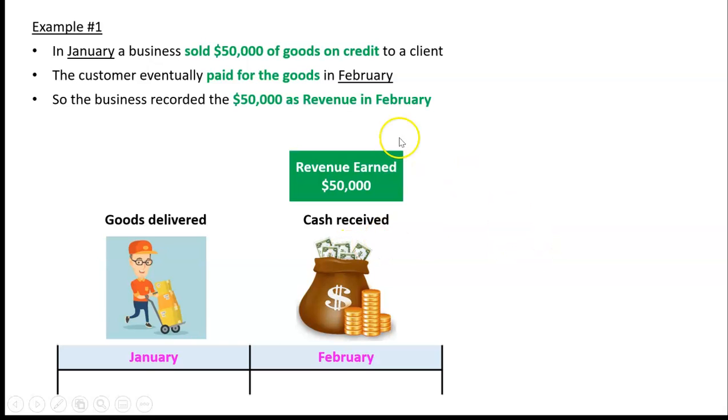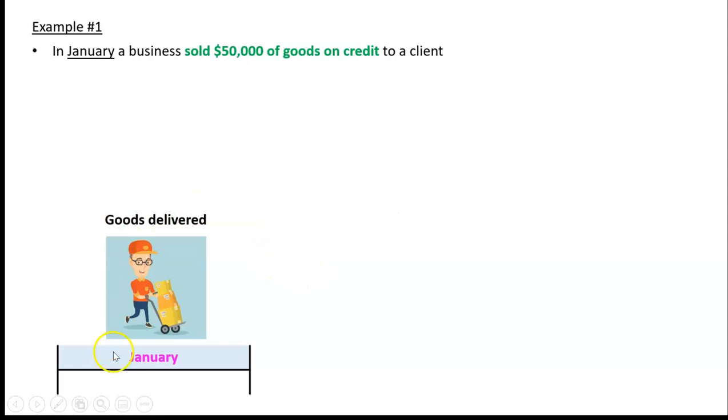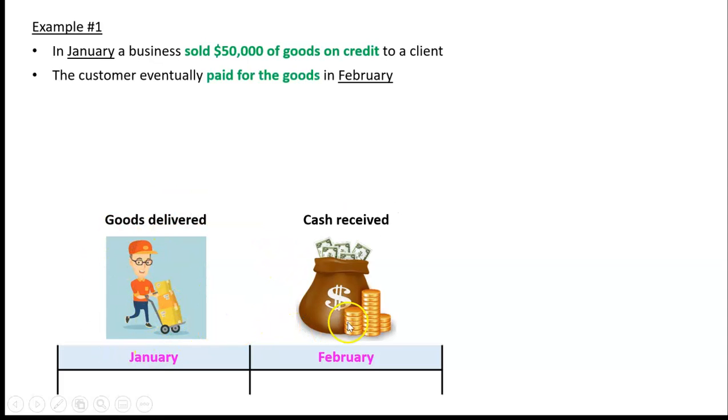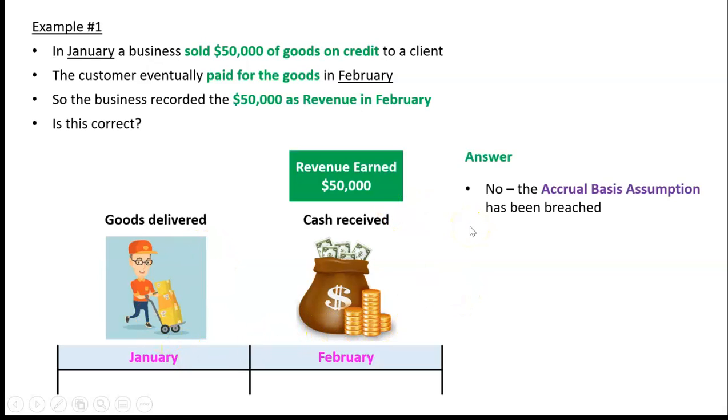Here's the problem. The business waited until they got the money here to record it as revenue. So they said that is actually revenue in February. Let's just go back a step. We made the goods or delivered the goods here, but then didn't get the money till here. Is that revenue for January or February? Well, the business recorded it in February. Is that correct? It is not correct. The accrual basis assumption has been breached.